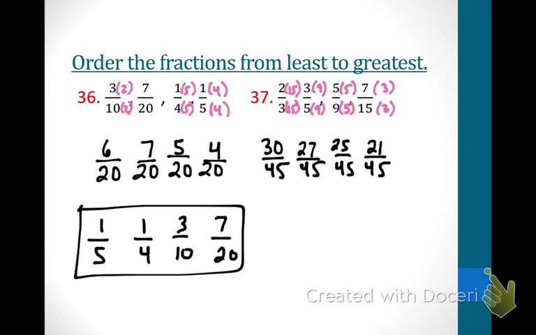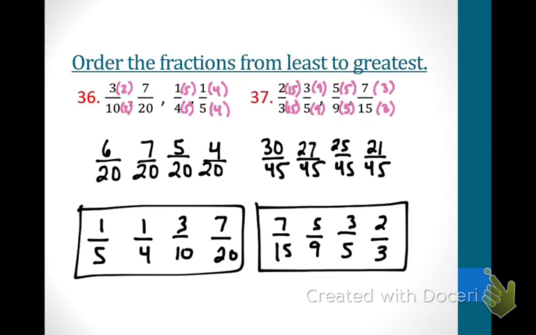I can see 21/45 is the tiniest one, so what's my original? 7/15. 7/15. Next one, 5/9. 5/9. Guys, help him out. Next one, 3/5. And all boys, last one. 2/3. Remember, you don't want to say 30/45 because that's what we came up with, but you want to go back and write it as the original problem.